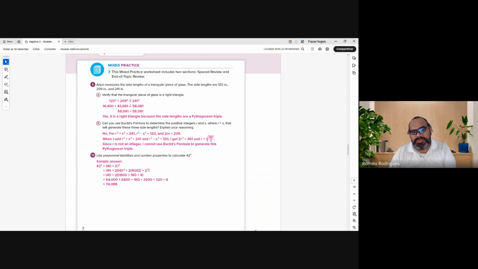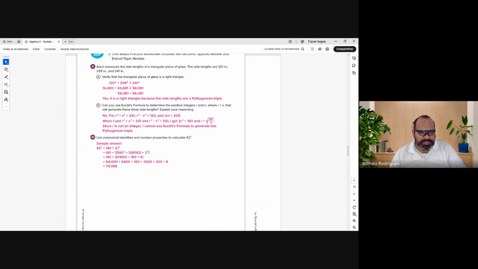Pythagorean theorem, Pythagorean triple. If it's a Pythagorean triple, yes. Can you use Euclid's formula to determine the positive integers r and s, where r is bigger than s, that generate these three side lengths? Explain your reasoning. No, because the Pythagorean theorem you see here, and it's not the same reasoning. Okay.